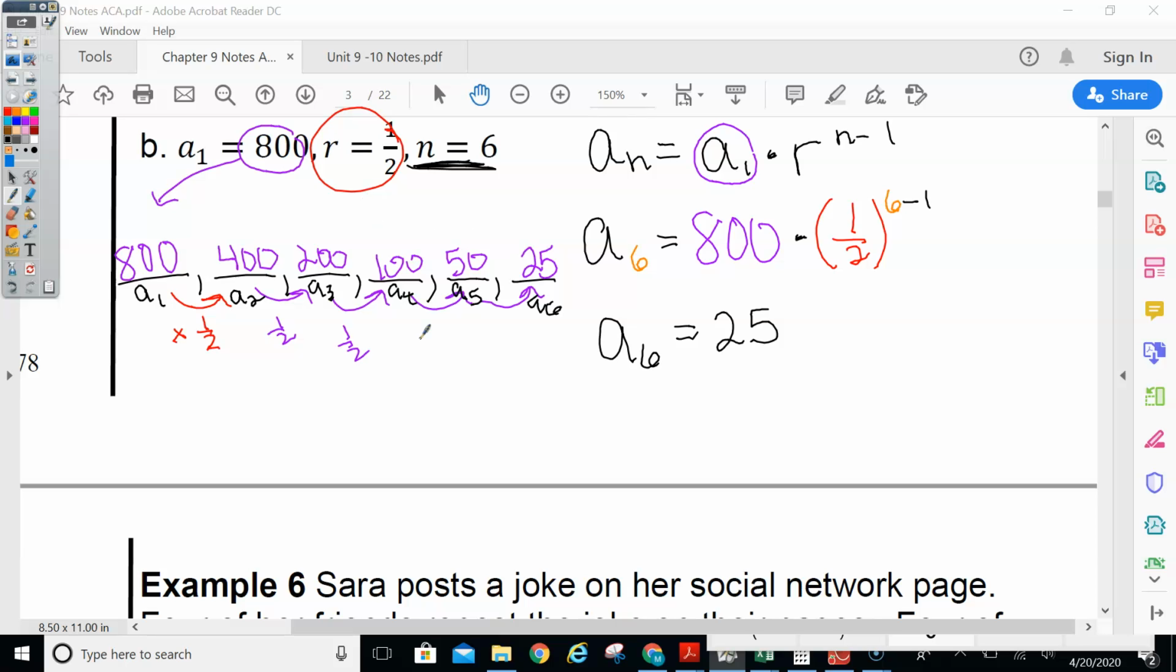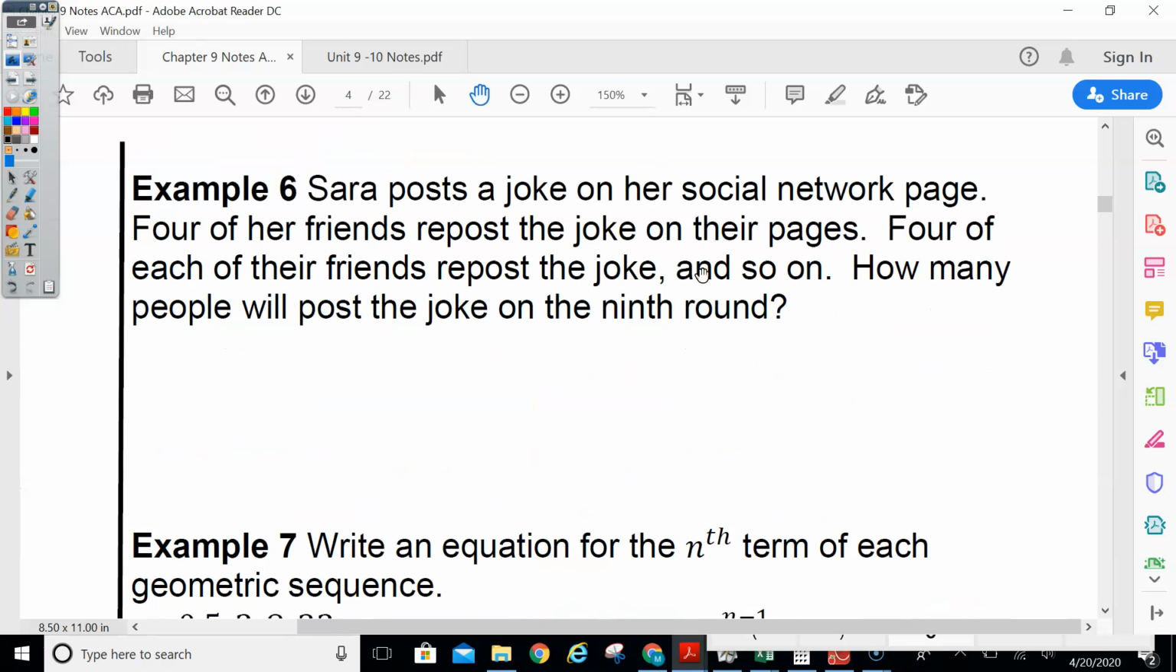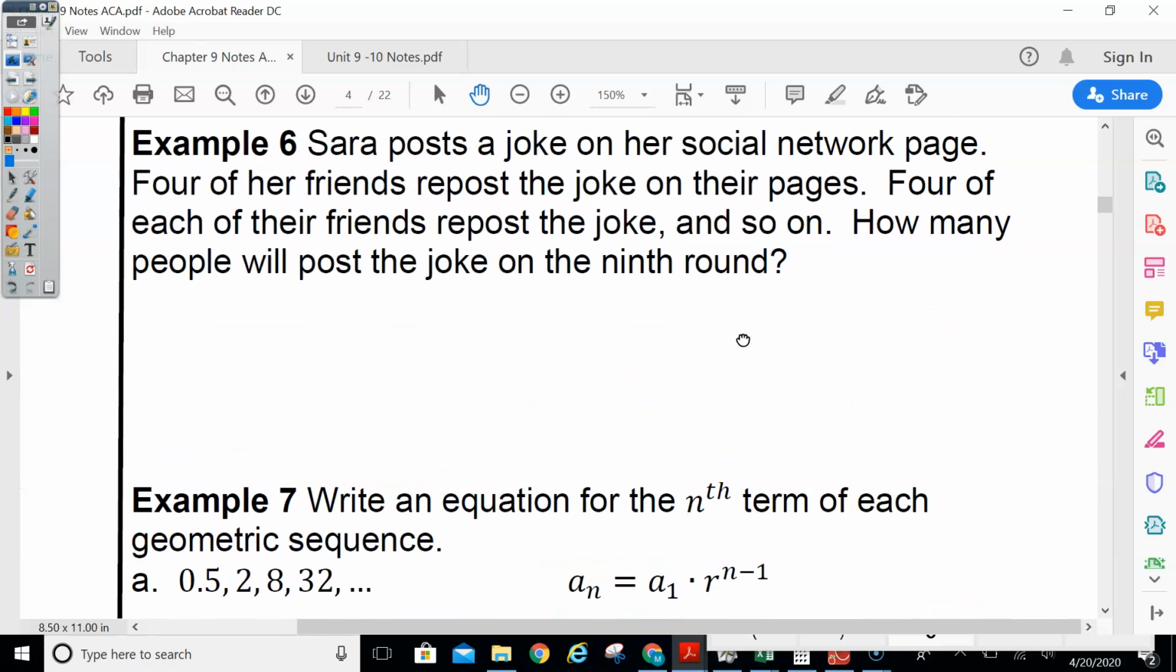Okay, so then the last example over here deals with a word problem, which is kind of the same thing, but it's just in a word problem format. So here, Sarah posts a joke on her social network page. 4 of her friends repost the joke on the page, and after that, 4 of each of their friends repost it, and so on and so on. So it wants how many people repost the joke in the 9th round.